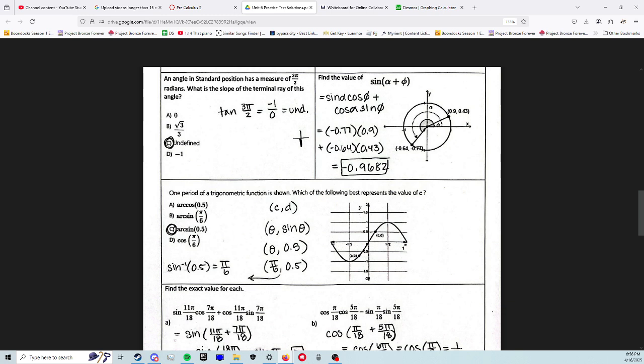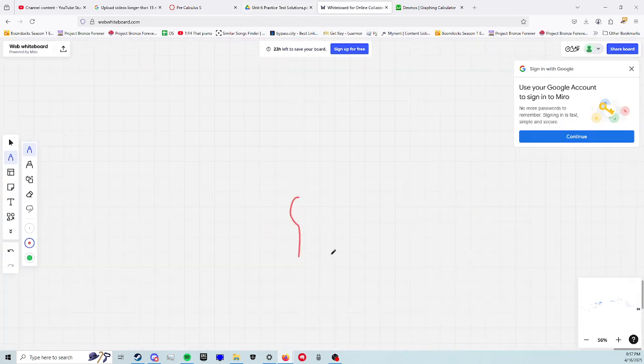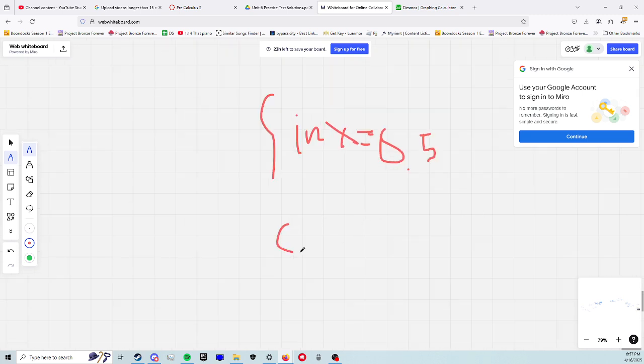But now that we know 0.5, now what did I do? So now we know sine theta, or sine x, is 0.5. Sine x equals 0.5. Okay, great. Now you might be thinking, okay, now what do we do here? What we're going to do is turn this into an arc sine. Sine negative 1 of 0.5 equals x.